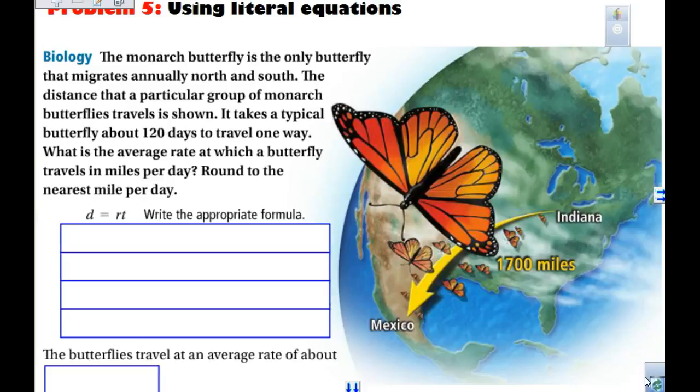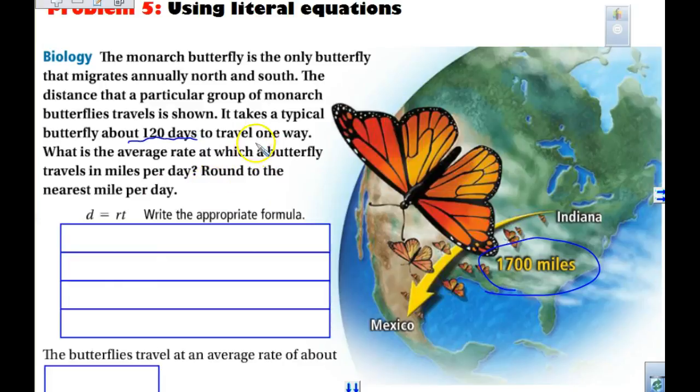One more page of notes that we're going to look at. Actually, one more slide in your notes, and then we're going to get you started. So, if you're going to read for us, go Robin. Well, the monarch butterfly is the only butterfly that migrates annually north and south. The distance that a particular group of monarch butterflies travels is shown. It takes a typical butterfly about 120 days to travel 1 way. What is the average rate at which a butterfly travels in miles per day? Round to the nearest mile per day.